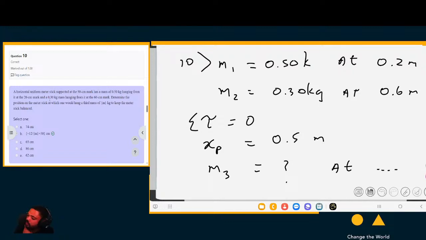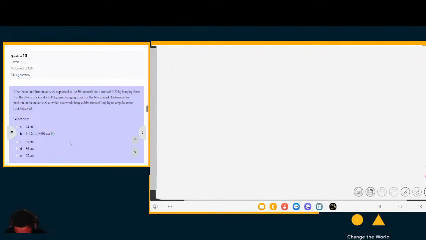Now, the condition is that the sum of all the torques must be 0. The pivot point is in the middle. We have some mass at some distance to make it correct. Now, the torque due to M1, the first mass, the torque due to M1.